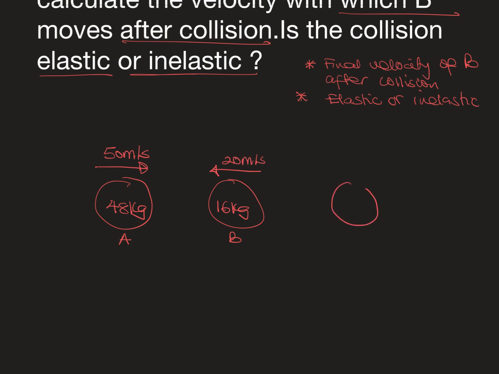But then after collision, what happens? A maintained its direction, okay? And it was moving at a velocity of 15 meters per second. So we are asked to find the velocity of B, VB, of mass 16 kilograms. Okay, so this was the situation before collision, and this is the situation after collision.